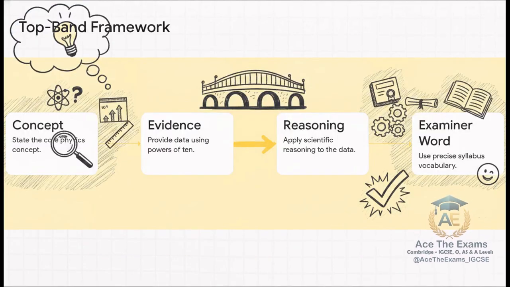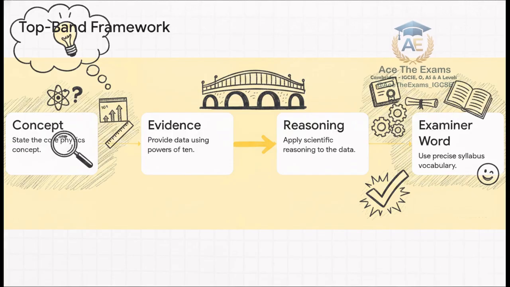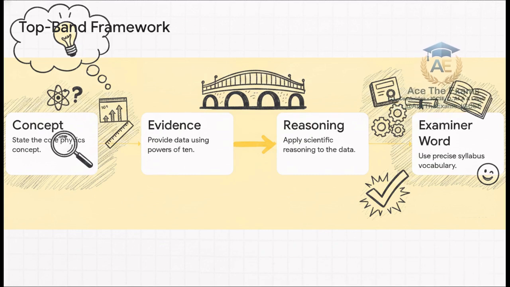Right, here is the exact 4-step framework to bridge the gap between just knowing the physics in your head and actually getting the marks on paper. When you're asked to explain or describe a phenomenon, you don't just dump a messy paragraph onto the page. You structure it. Step 1. State the core physics concept. Step 2. Provide the evidence or data straight from the question, using that powers of 10 shorthand we just talked about. Step 3. Apply scientific reasoning to logically link your concept to that data.